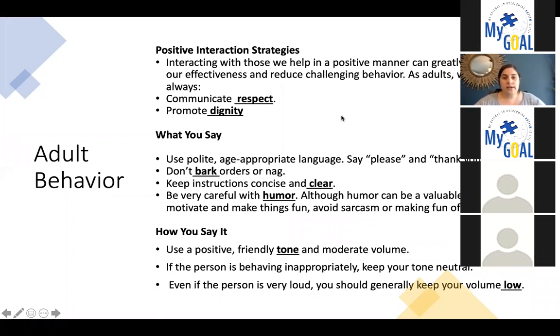Some proactive strategies that we can also do to help reduce maladaptive behaviors have a lot to do with our behavior. The adults that are in the house that are interacting with the children day in and day out, more so than ever right now. We want to make sure that we are really trying to keep our interactions as positive as possible.